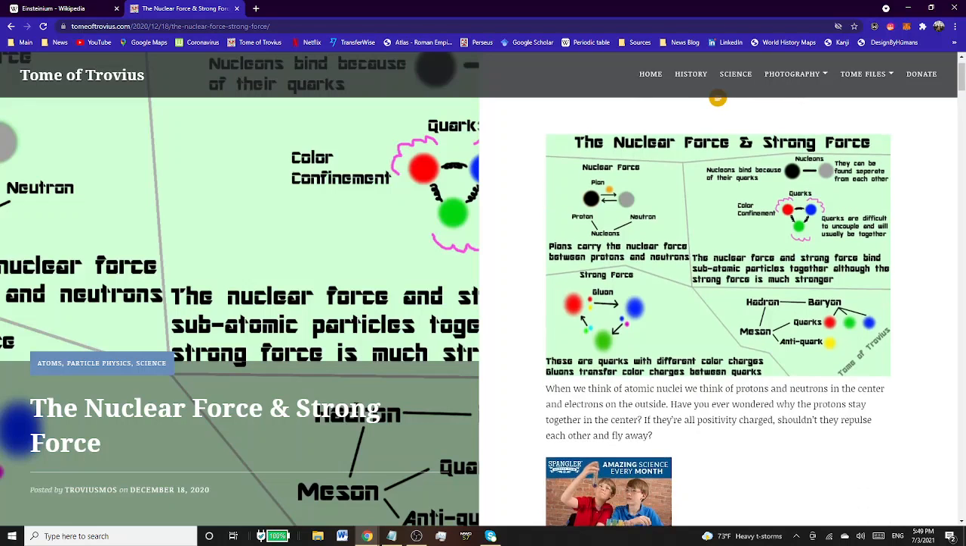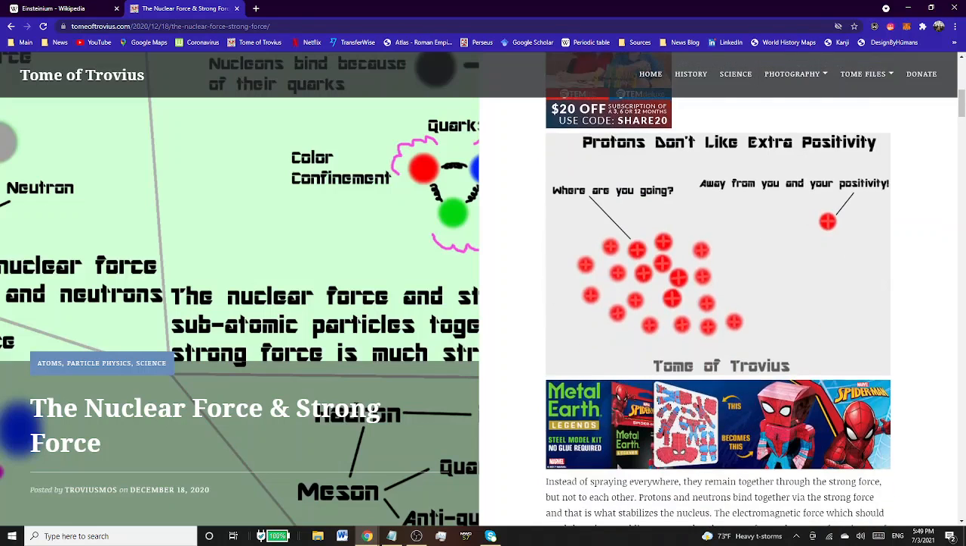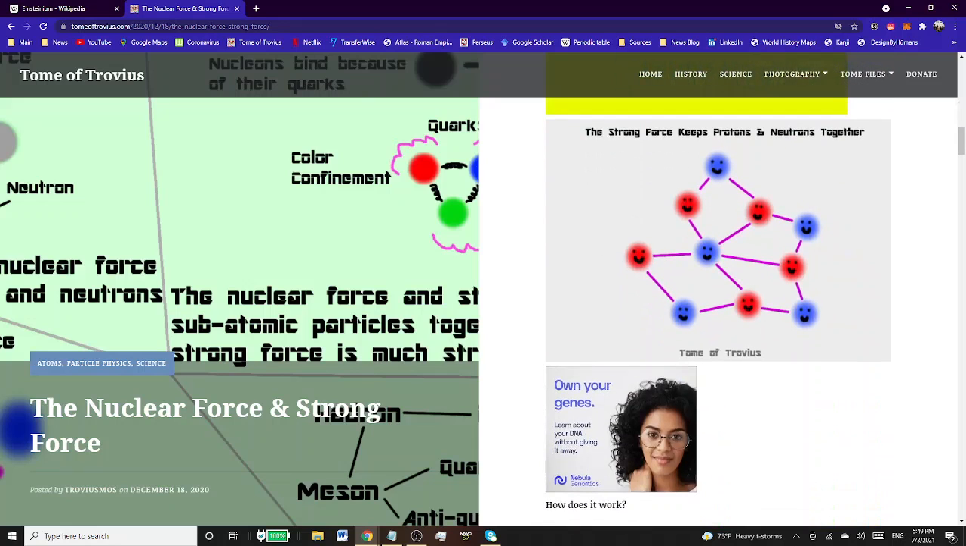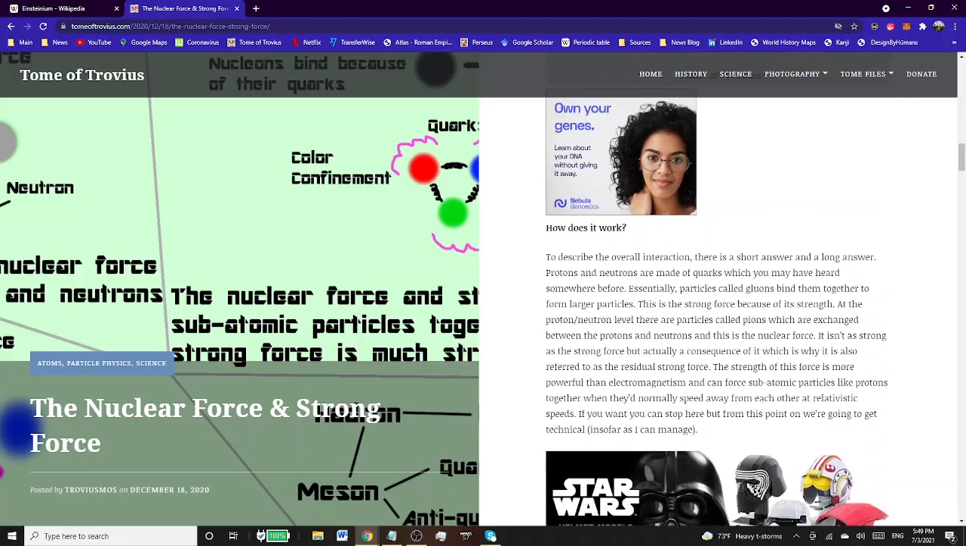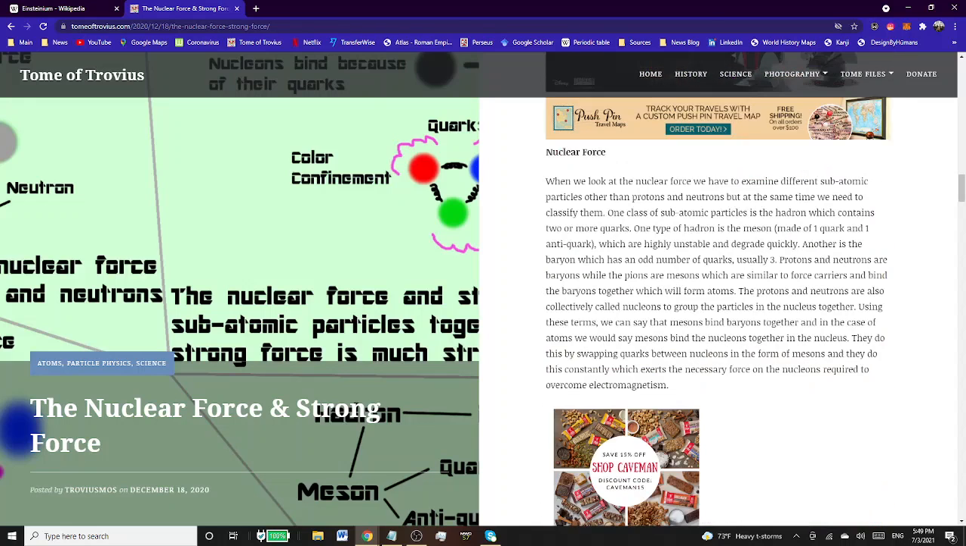And you can read this article on my website right here. See? Protons don't like extra positivity. No thank you. And the strong force keeps protons and neutrons together. See how happy they are? This explains how it works.